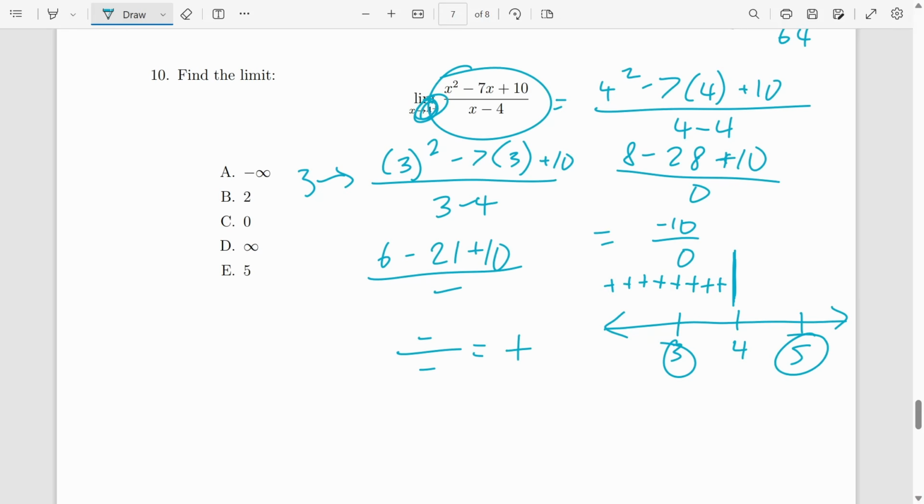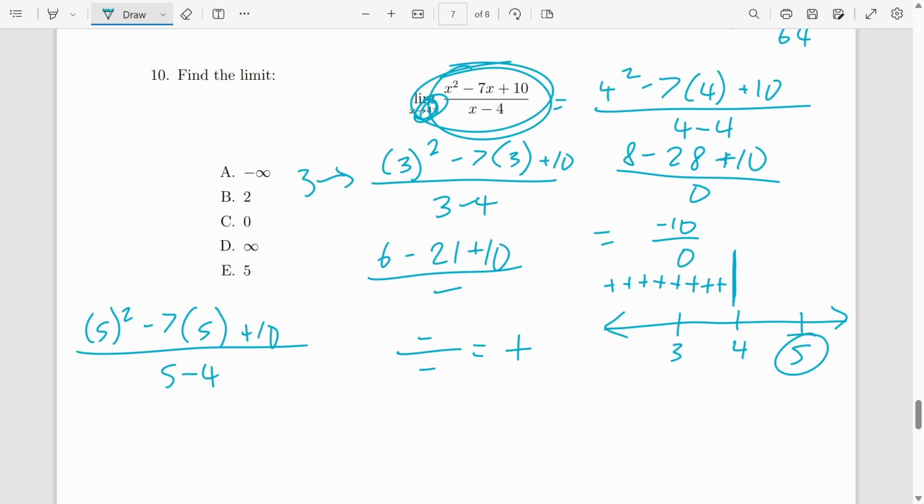Now we're going to do the same thing for the 5, for when we plug in 5 into the equation. So plug in 5 in there, we get 5 squared minus 7 times 5 plus 10 all over 5 minus 4, which is 25 minus 35 plus 10 all over 1, which is just 1. I'm actually going to erase all that. Oh, okay. I made a mistake actually.